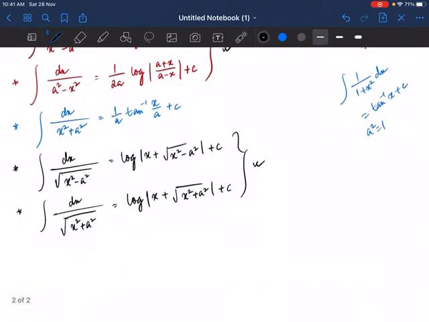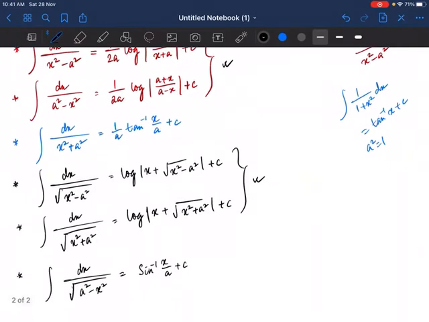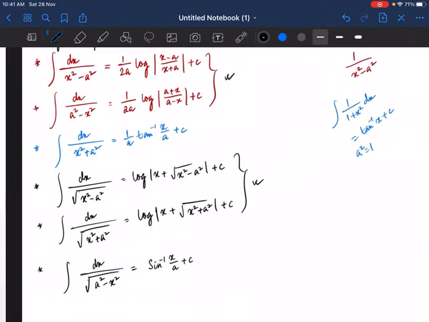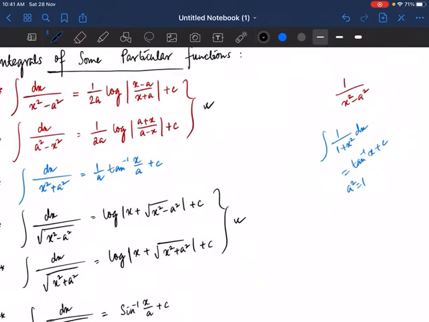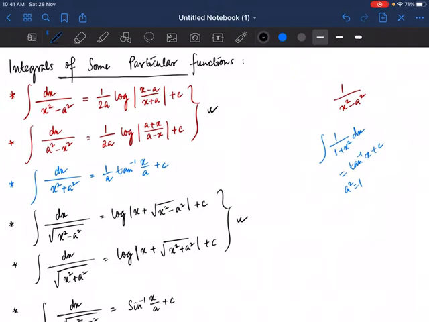Now the last one what we have is integration of dx divided by root over of a square minus x square. This gives us sine inverse x by a plus c. So basically these 6 formulas you have to remember in order to solve the problems of some special particular functions. So basically the forms you have to remember.